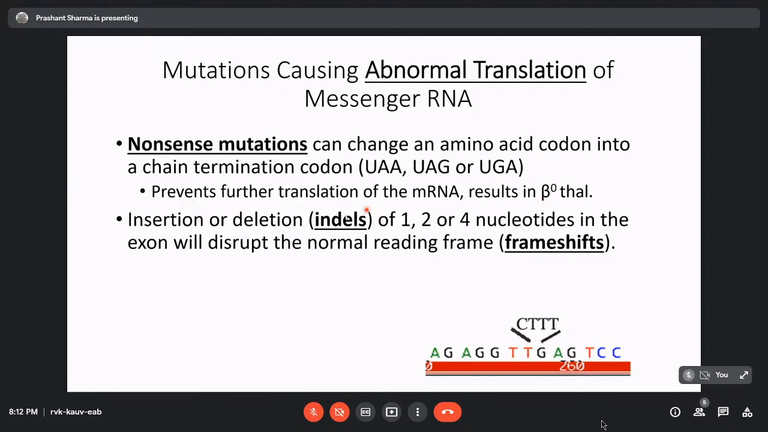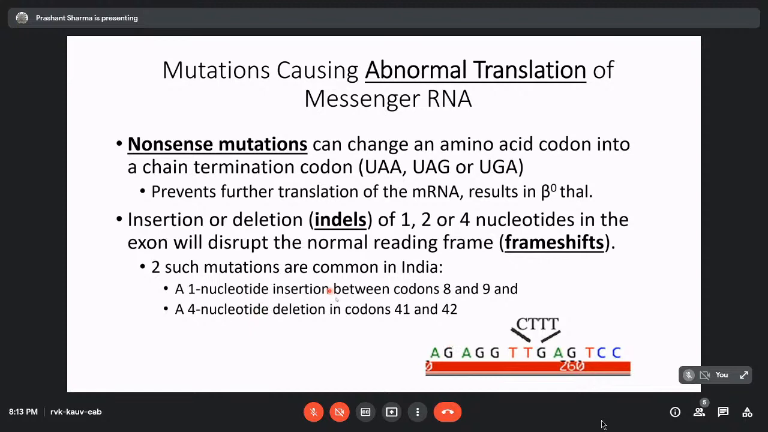And abnormal translation can sometimes happen because of indels, insertions or deletions of a nucleotide number other than 3. So it's going to lead to a frame shift. Two of these are common in India, and I already told you about frame shift 89 and frame shift 41-42.